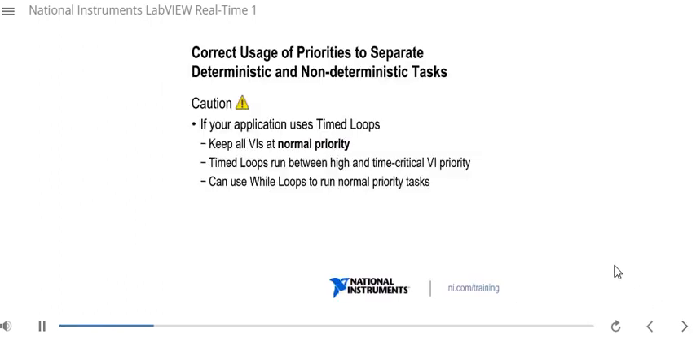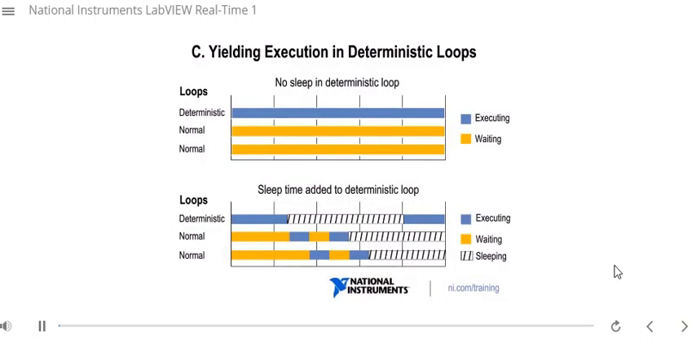Now you can use priorities to separate deterministic and non-deterministic tasks. Next, we will describe the importance of yielding execution in deterministic loops. In the previous section, we used priorities to separate deterministic and non-deterministic tasks. By the end of this module, you will be able to describe the importance of yielding execution in deterministic loops.